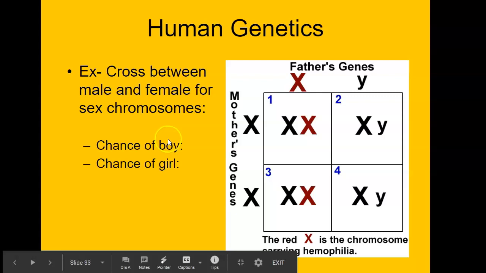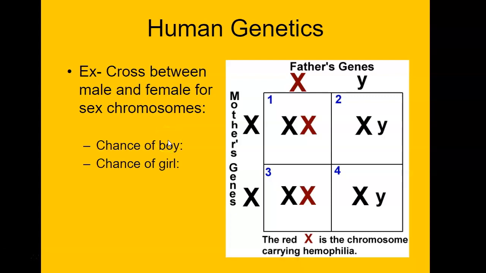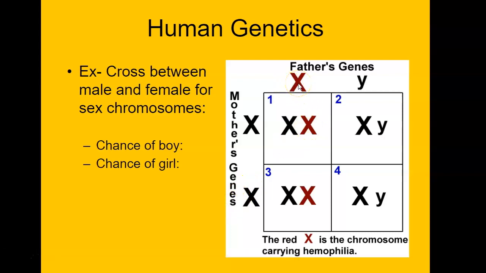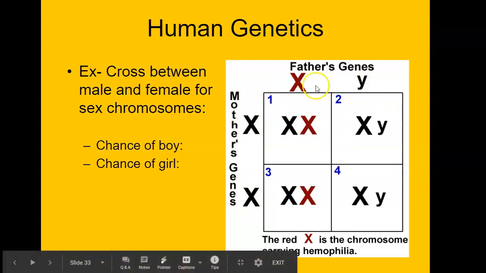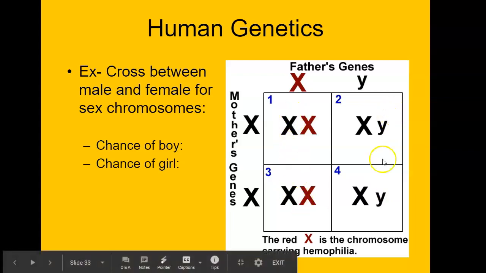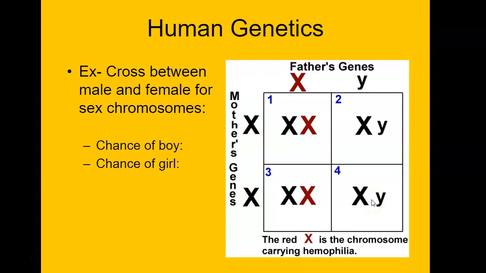So if you take a look here, what are the chances of getting a boy versus a girl? Well, it's going to be a 50% chance, and here's why. The father can only donate an X or a Y, and the mother can only donate an X. So when we fill in the Punnett square here, two of these boxes have two X's, and two of these boxes have an X and a Y. The mother doesn't have a Y at all, so she can't pass one on. The father is really the one that determines if it's a boy or a girl.